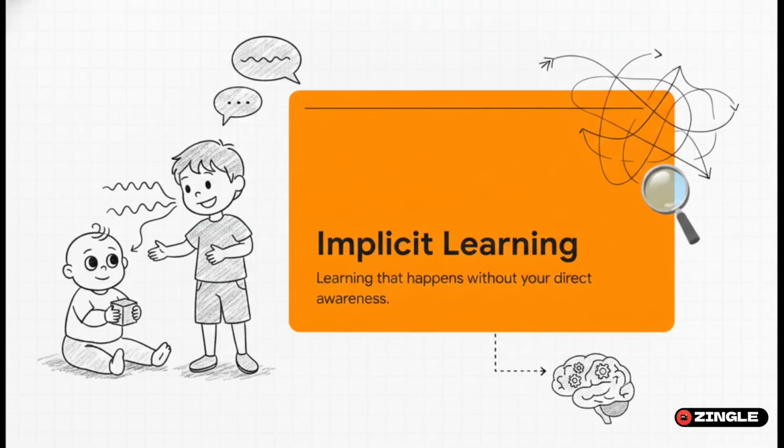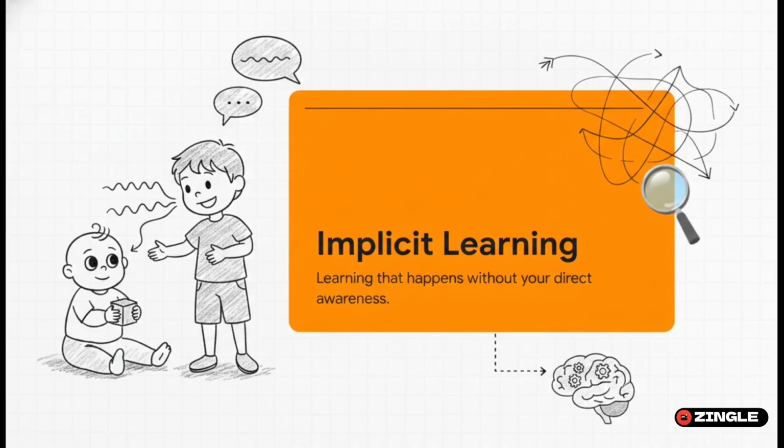And this brilliantly illustrates one of the most fascinating aspects of human cognition, implicit learning. Implicit learning is the process where learning happens without your direct awareness. It's truly amazing because this is exactly how toddlers learn the grammar rules of their native language. Think about it. A 3-year-old doesn't sit at a desk studying conjugation charts, yet they learn to speak perfectly. Their brains recognize patterns through constant exposure and repetition.